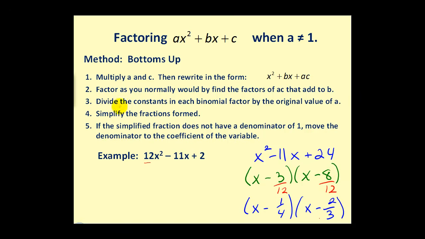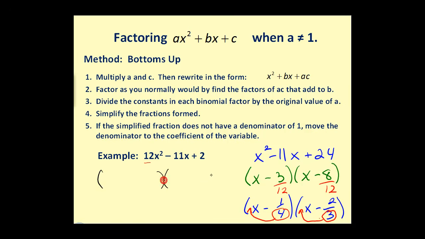The next step, if the simplified fraction does not have a denominator of 1, move the denominator to the coefficient of the variable. So what we have to do here is take this 4 and move it to the coefficient of the x, and the same thing with this 3. We move it to the coefficient of the x. And this will be the factored form of the original polynomial.